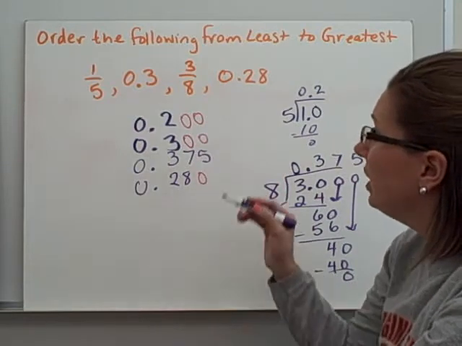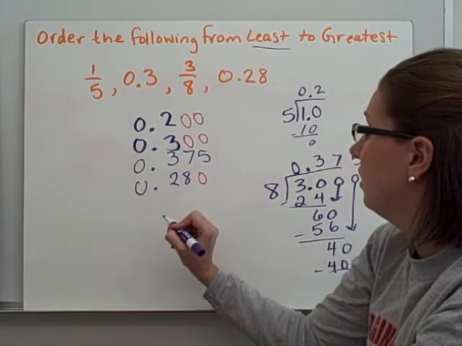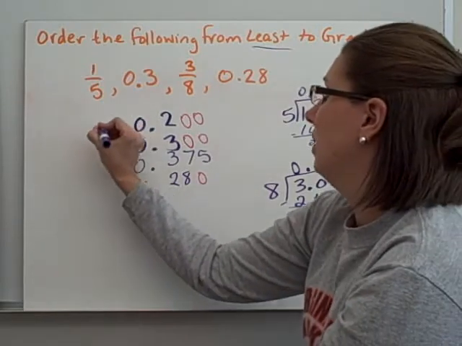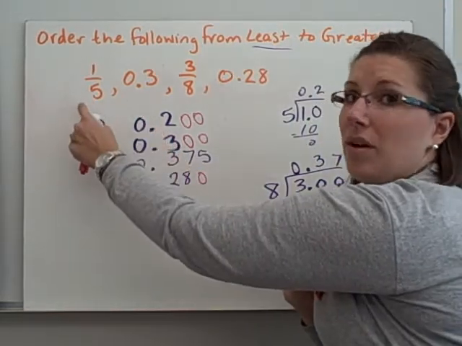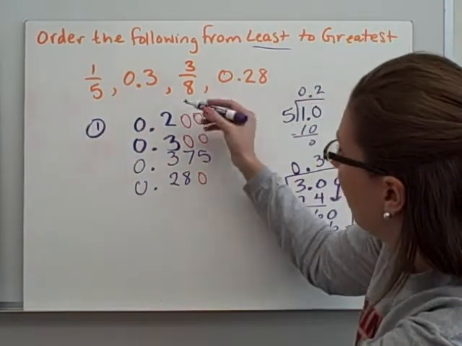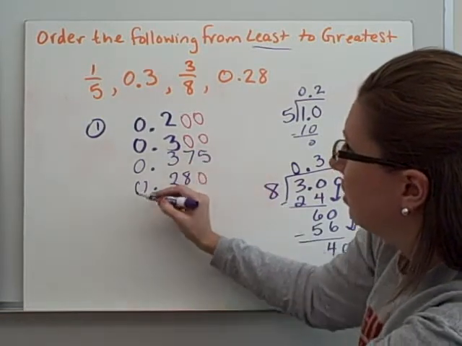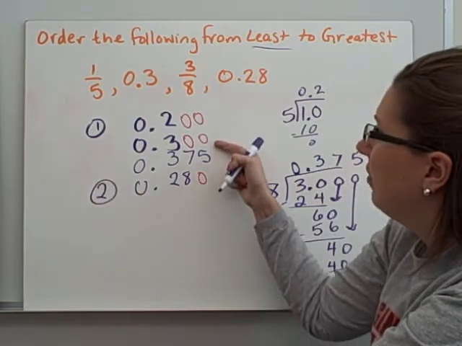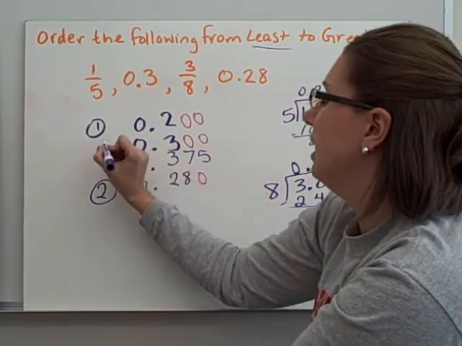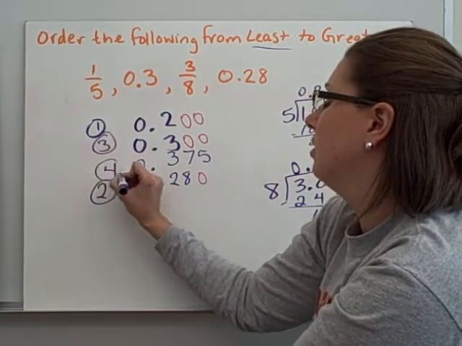Okay, so which one is the smallest? Because I'm going with the least, and it would actually be this one. So that's going to be my first one. So this, remember, was 1/5. Then if I look down, I've got 0.28, so this is going to be my next smallest. And then out of the two middle numbers, 3/10 is my next, and then this one's my last.